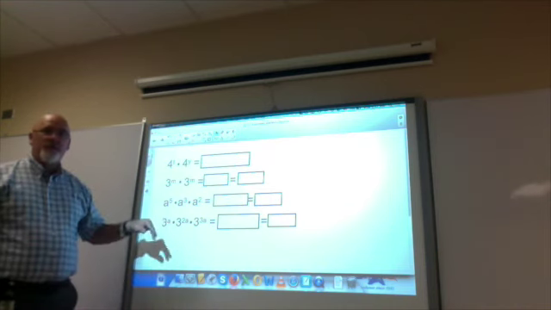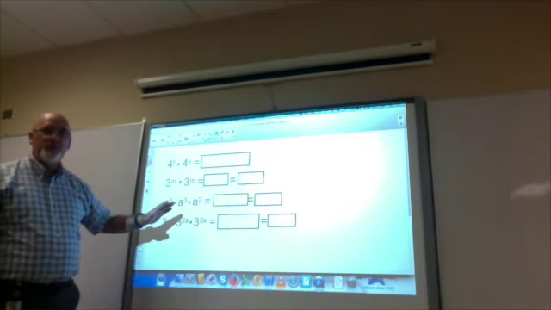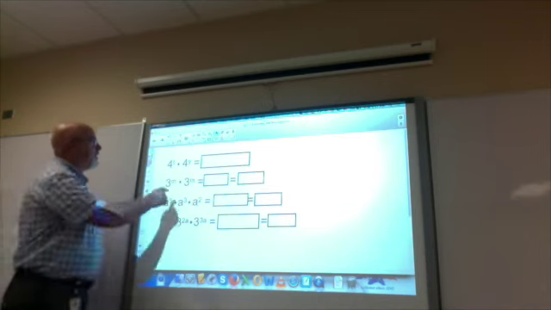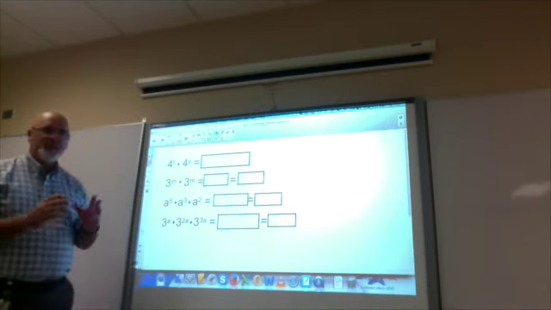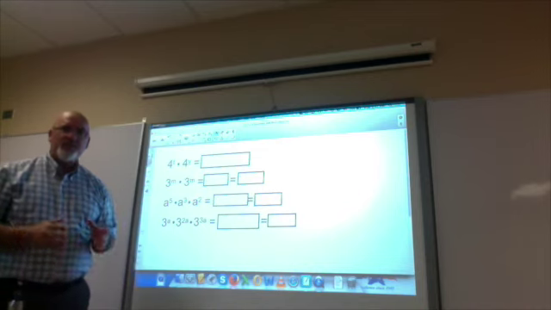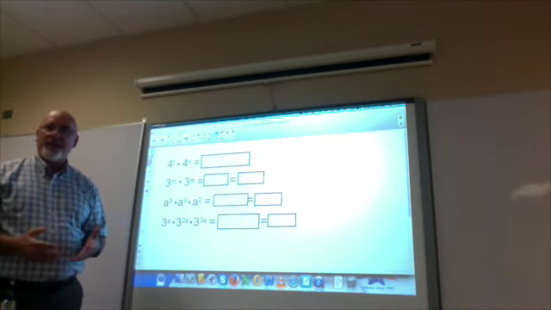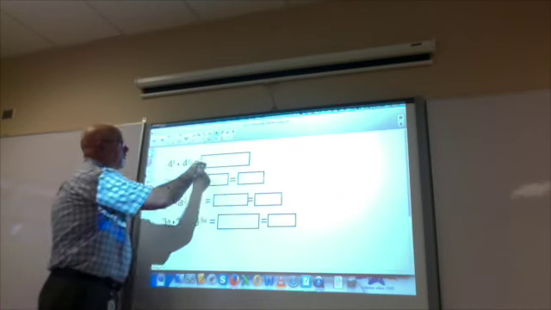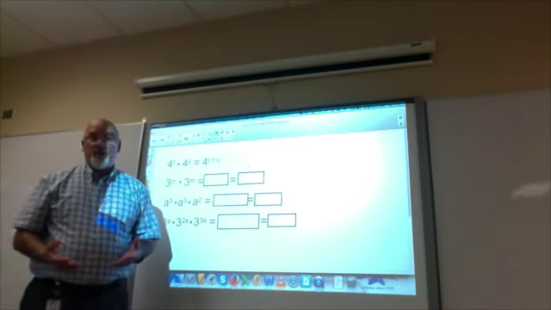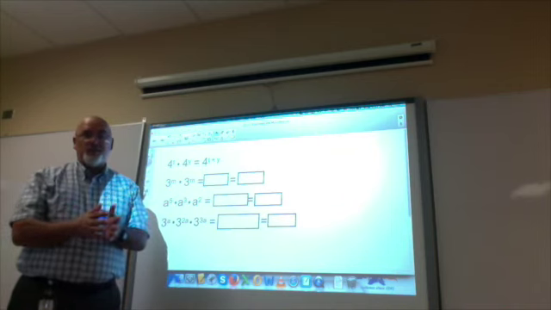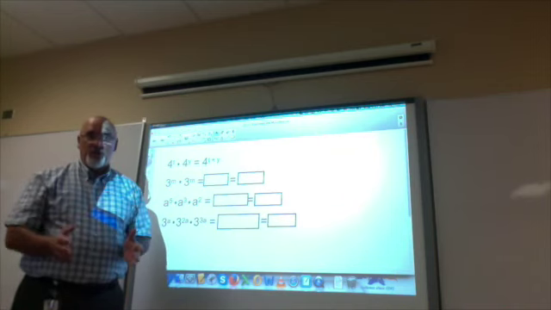Alright, now, sum without numbers, and sum with more than 2 numbers. 4 to the t times 4 to the y. We do the same thing that we've been doing. We've been adding the exponents. So we're going to add the exponents again. So this is 4 to the t plus y. You can't add t and y. You can't simplify it anymore. So it just has to stay t plus y.